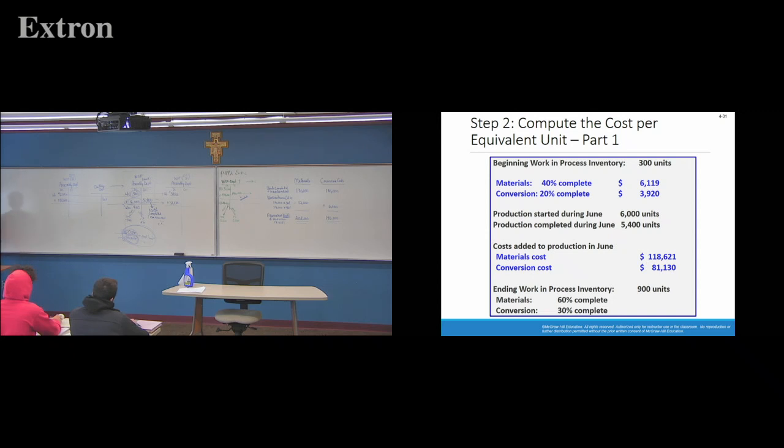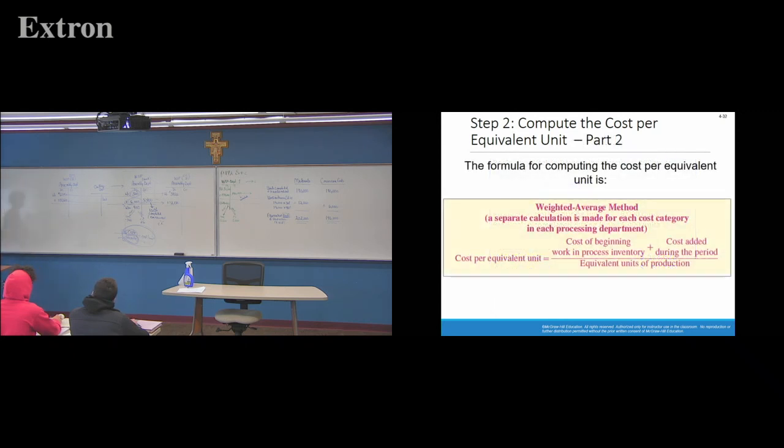Those units required us to spend money. And what are we spending money on? Materials, labor, and overhead. So to kind of simplify this and make it look more like this, that's our formula. Look, don't panic because it's a lot of words. It's wordy. The cost per equivalent unit is equal to the cost of beginning work in process inventory plus the cost added during the period.